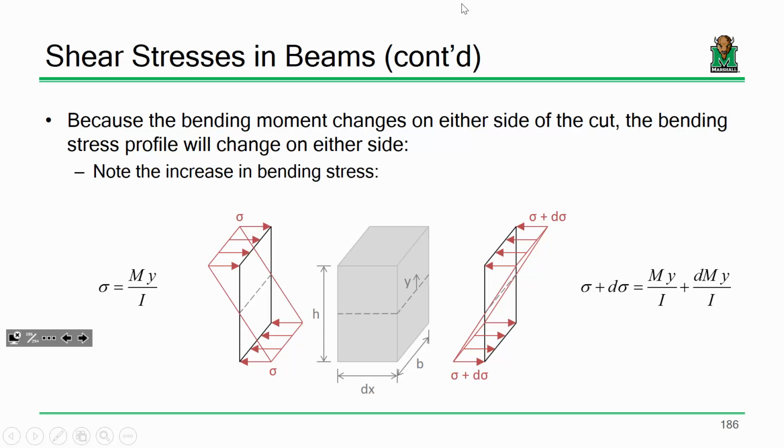Now, this is my bending stress profile. Let's say I've got compression on the top, tension on the bottom. Same thing over here, but here's the rub. I have a bending moment over here, but over here I have a bending moment plus that incremental change. So over here I've got sigma equals My over I, and over there I've got sigma plus some differential change: My over I plus dM y over I. So this would be the stress on the left side, and this would be the stress on the right side. Sound good? Any questions?